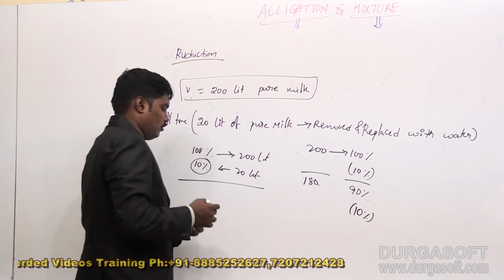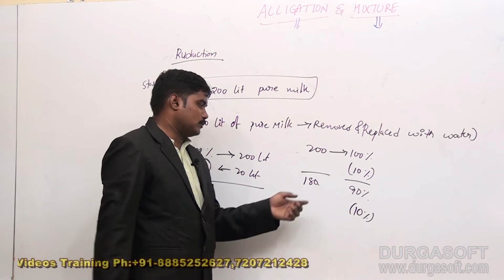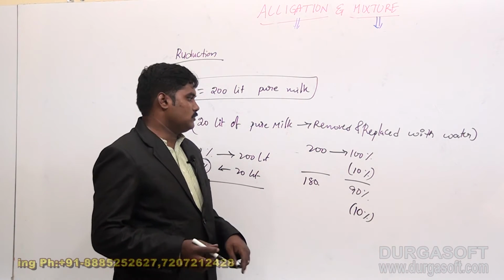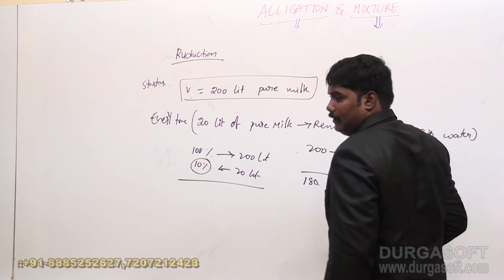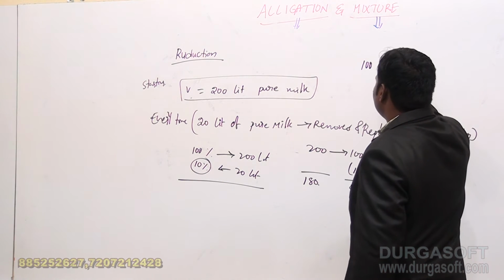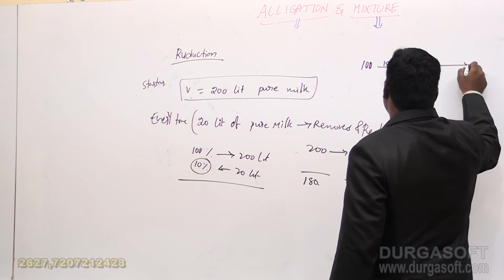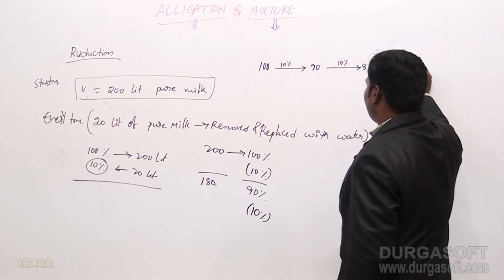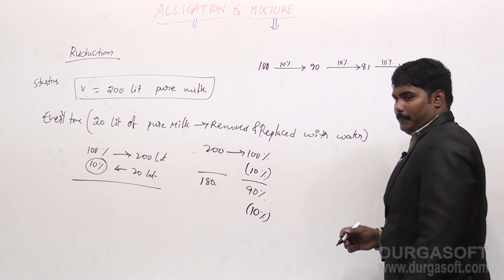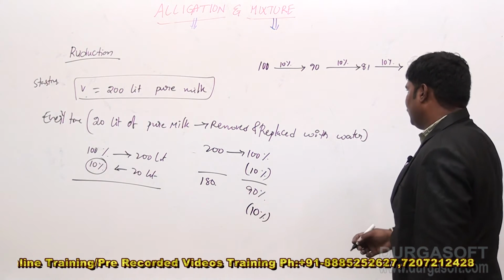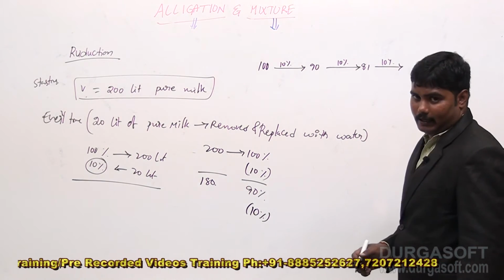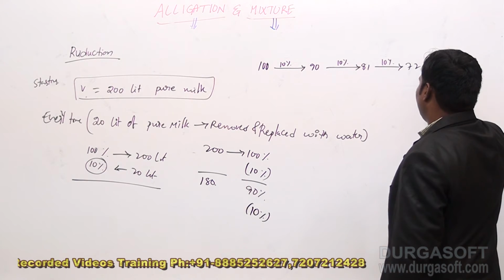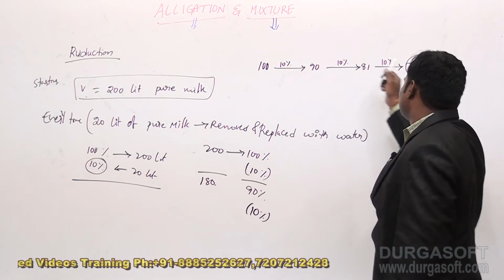Again 10% is removed. So 10 by 100, that is 10% is removed, 18 liters is removed. Every time it is reduced by 10%. That means if initially 100%, if 10% is removed, it is 90. Again if 10% is removed, it is 81. Again if 10% is removed, it will be 81 minus 8.1, you can get 72.9. Okay, for 100 it is 72.9.